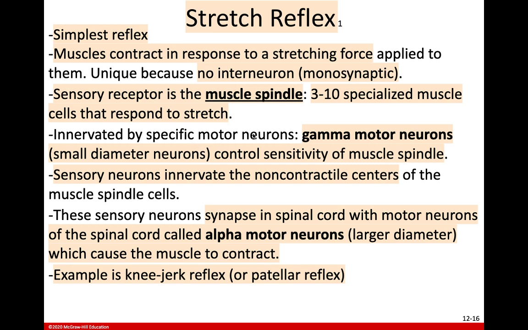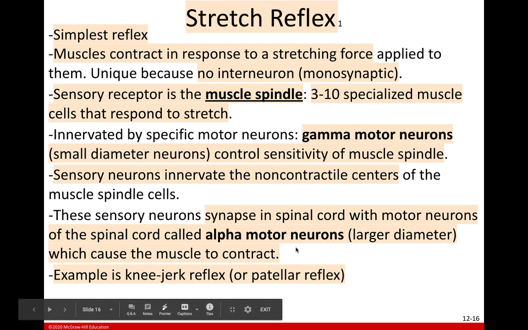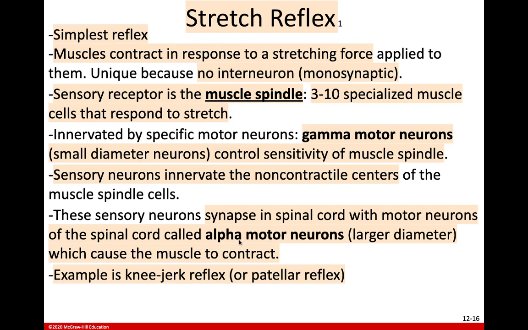But basically, this muscle spindle is innervated by these very small neurons called gamma motor neurons, and they control the sensitivity of this muscle spindle. Then you have sensory neurons that innervate the non-contractile center of the muscle spindle, and then the sensory neurons in this muscle spindle will go along that dorsal root, and they will synapse in the spinal cord with these larger motor neurons called alpha motor neurons.